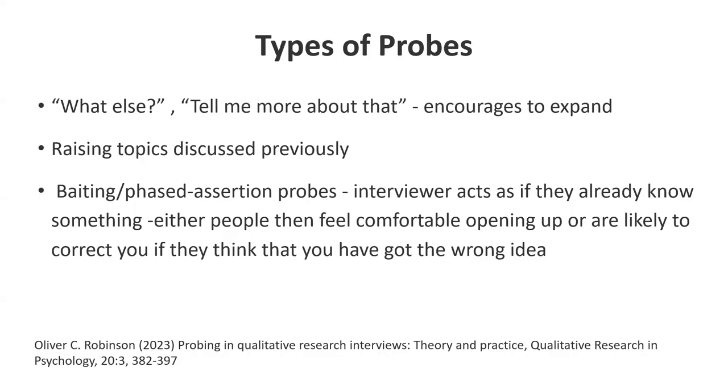And the last one, which is a bit tricky, is a baiting or a phased assertion probe. This means that the interviewer actually does not know something, but gives a bait to the respondent. So he says, okay, I have heard about this, I know this, just to make the informant comfortable. This is again very, very tricky. When and how to do it, you can land in trouble with this. Only those who are well versed with in-depth interviews with the community and how to handle things on the field can use such kinds of probes. But these are the different kinds of probes which are there.